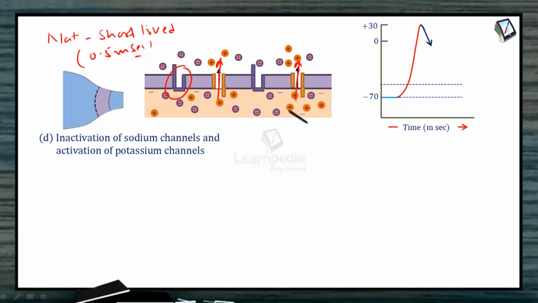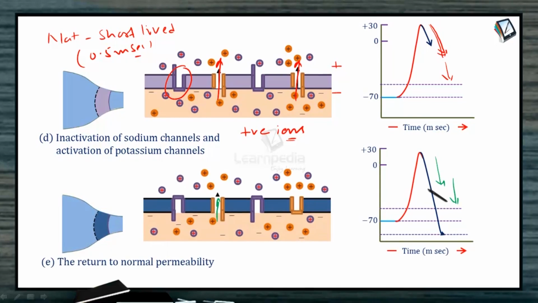Now I can say efflux of positive ions in terms of potassium, and that will make the membrane electropositive outside and electronegative inside. More and more efflux of potassium outside will result in fall in potential back to the resting potential, meaning to minus 70 millivolt. You can see here the graph start to fall from plus 30 millivolt downwards. More and more efflux of potassium results in fall of potential across the membrane, and finally potential will reach this zone, the minus 70 millivolt.